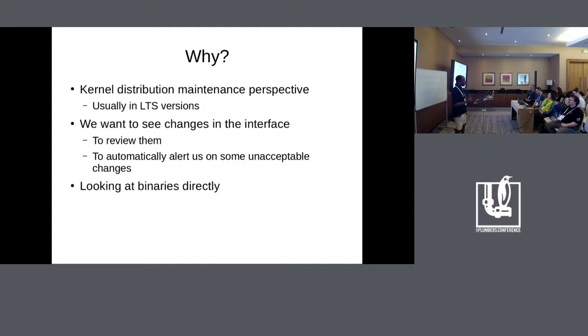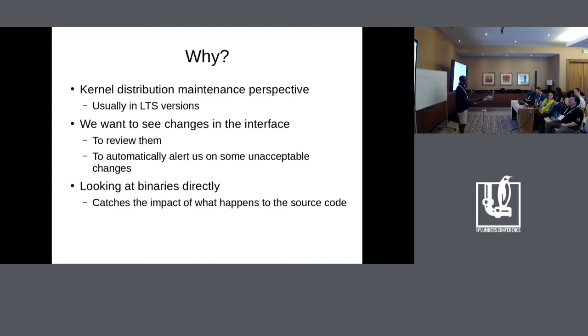We look at the binaries directly as opposed to looking at source code, because by doing that, we capture not only what's carried by the source code, but also all the stuff that happens to the source code after you've written it. Like if you change the toolchain, that might impact it. If you just look at the source code, you might miss all those things. So that's the perspective we're taking here.